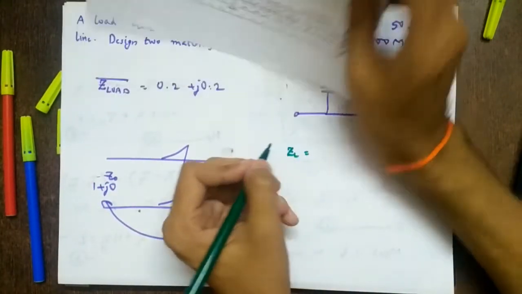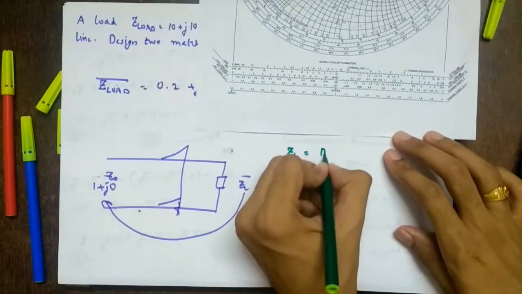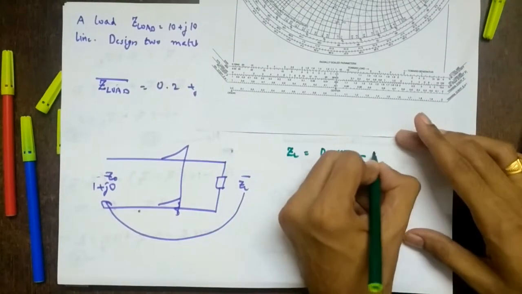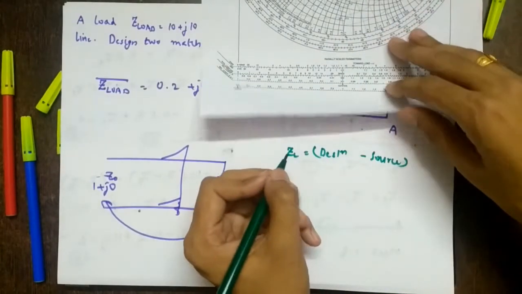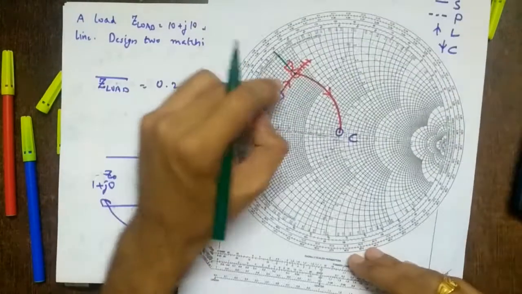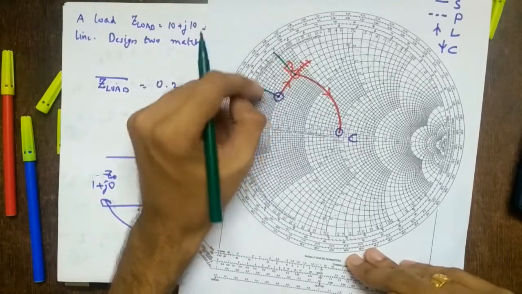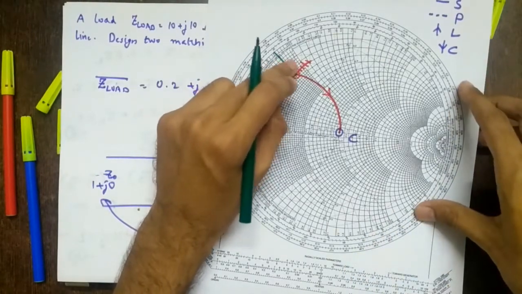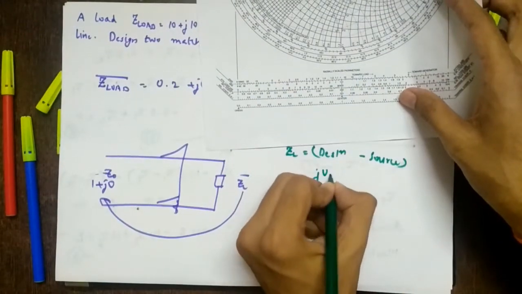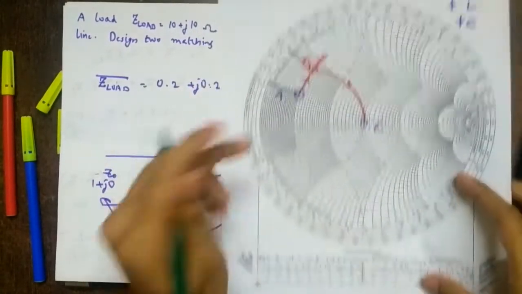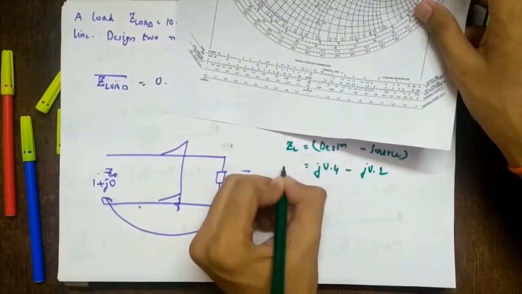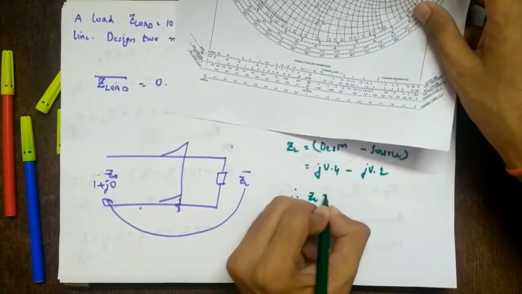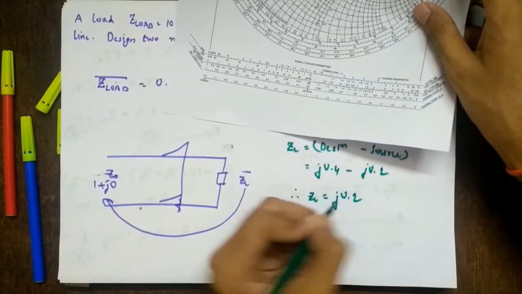What is the difference? It will always be destination minus source. That is from B, that is B minus A. So you have moved from A to B. B is the destination, A is the source. So take the reactance of B. What is it? J.4. So J.4 minus reactance of A is J.2. So J.2. So therefore ZL equal to J.2. Correct?